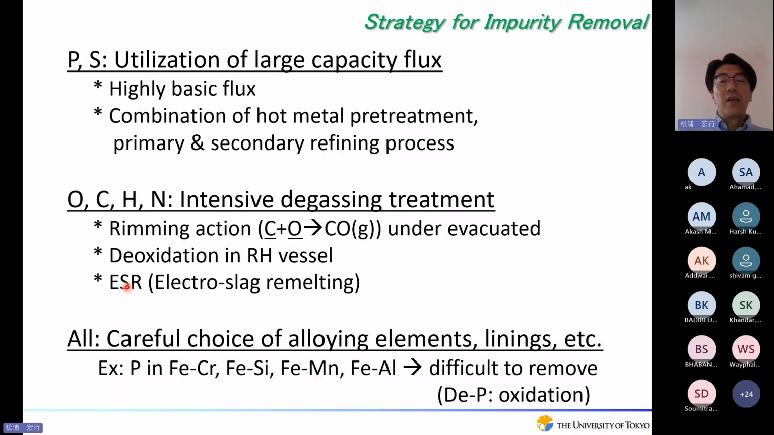And then this is a pretty important point, but sometimes we forget about this. For any impurities, we sometimes need to carefully choose the alloying elements or linings and so on. For example, if we want to use cheap ferroalloys, ferrochromium, ferrosilicon, ferromanganese, you can buy a cheap one, but in that case, some impurity contents, not only carbon but some other contents like sulfur, might be high.